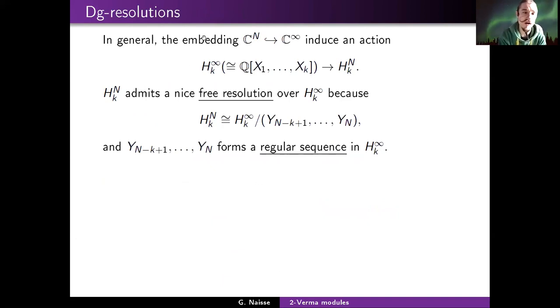And first, you can do this in general. So in general, the embedding of C^n in C infinity induces a map from the Grassmannian of k-planes in infinity to the k-planes in C^n. And the cohomology of the k-planes in infinity is again just a polynomial ring in k variables. And you can construct a free resolution of your cohomology of the finite Grassmannian as a module over the infinite one. And you can do this because basically you can obtain one from the other by taking a quotient by a collection of polynomials, and these polynomials form what we call a regular sequence in H_k infinity.